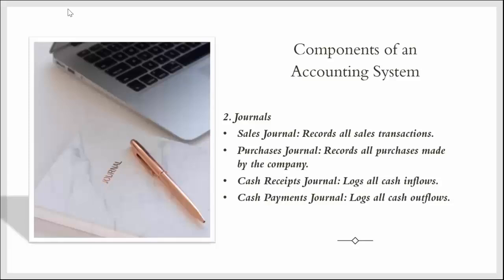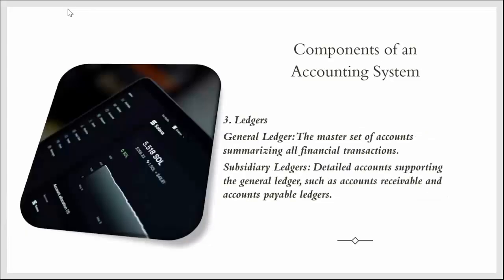2. Journals. Sales journal, records all sales transactions. Purchases journal, records all purchases made by the company. Cash receipts journal, logs all cash inflows. Cash payments journal, logs all cash outflows. 3. Ledgers. General ledger, the master set of accounts summarizing all financial transactions. Subsidiary ledgers, detailed accounts supporting the general ledger, such as accounts receivable and accounts payable ledgers.